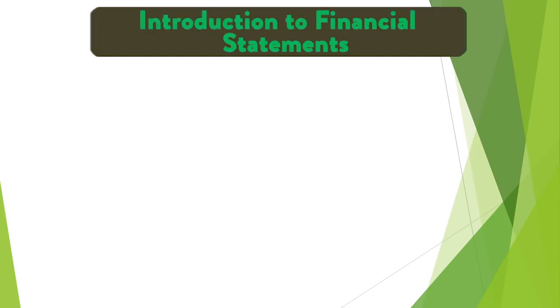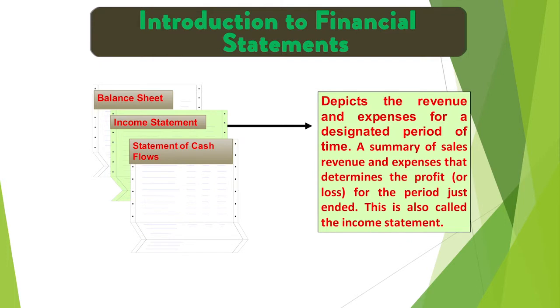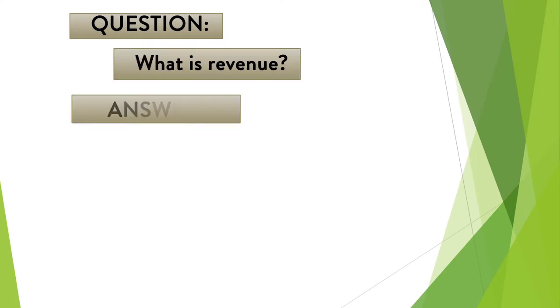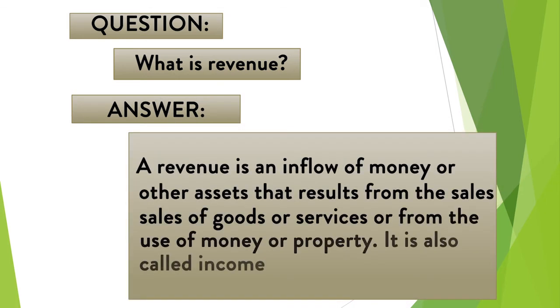What is this income statement? Income statements depict the revenue and expenses for a designated period of time. It summarizes sales or revenue and expenses that determine the profit or loss for the period that has just ended. Most cases it is on a monthly basis. It is also called profit and loss by some people. What is this revenue we are talking about? Revenue is an inflow of money or other assets that results from the sales of goods or services or from the use of money or property.